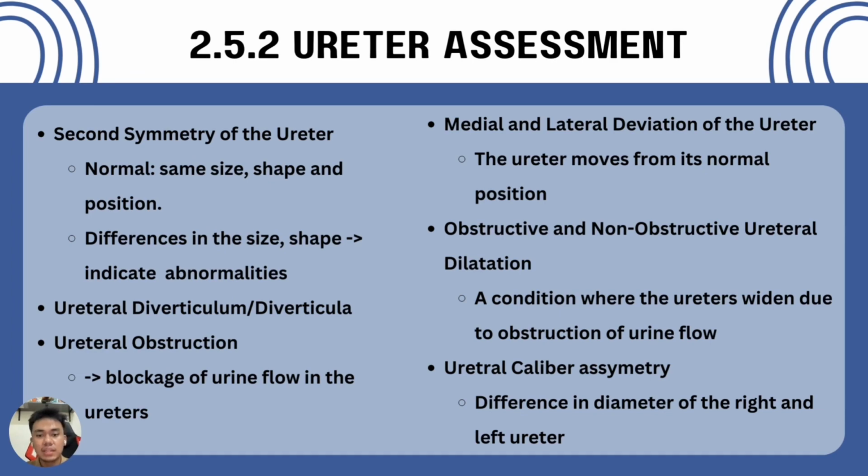Number 4, medial and lateral deviation of the ureter. The condition where the ureter moves from its normal position can be caused by a mass, tumor, or anatomical abnormality. Number 5, obstructive and non-obstructive ureteral dilatation. Obstructive ureteral dilatation is a condition where the ureter widens due to obstruction of urine flow. Then non-obstructive ureteral dilatation, namely widening of the ureter without any obstacles. And number 6, the last, ureteral caliber asymmetry. This condition is characterized by a difference in the diameter of the right and left ureter. This can be caused by obstruction, stenosis, tumor, or congenital abnormalities. That's all from me. Thank you.